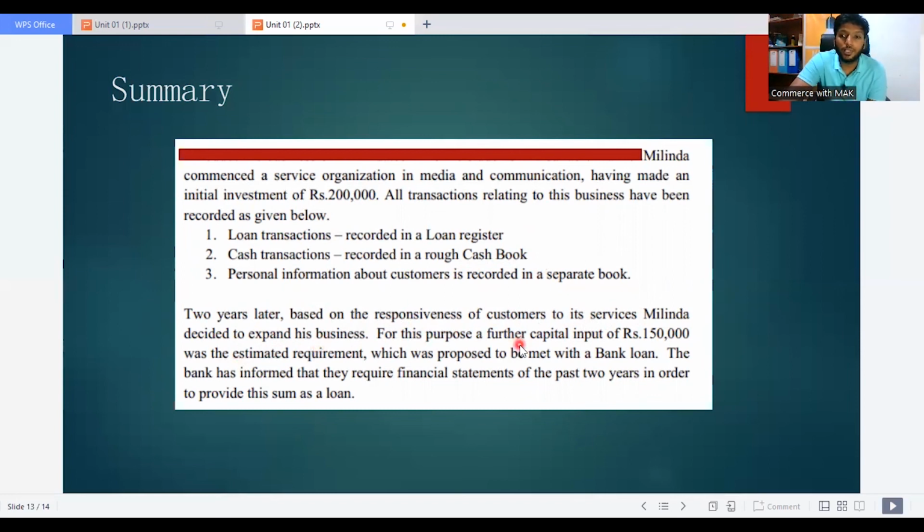For this purpose, a further capital input, a financial transaction, of 150,000 was estimated as the requirement. So estimating, like budgeting and planning, is a management accounting concept, which was proposed to be met with a bank loan. The bank has informed that they require financial statements of the past 2 years in order to provide the sum as a loan. So financial statement preparation falls under financial accounting.